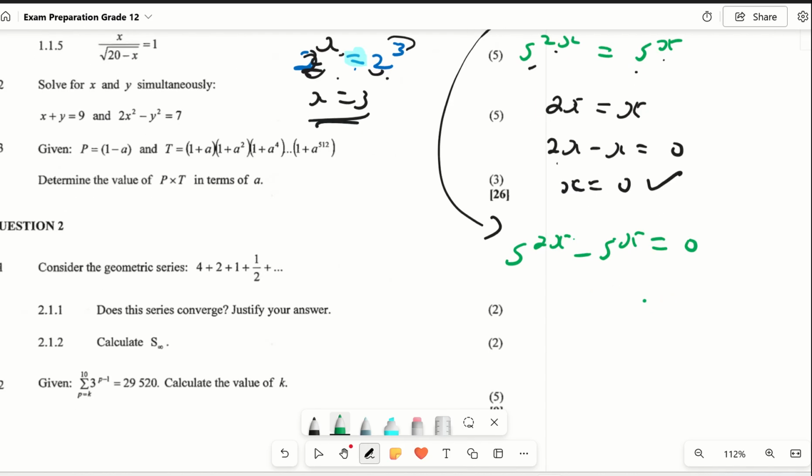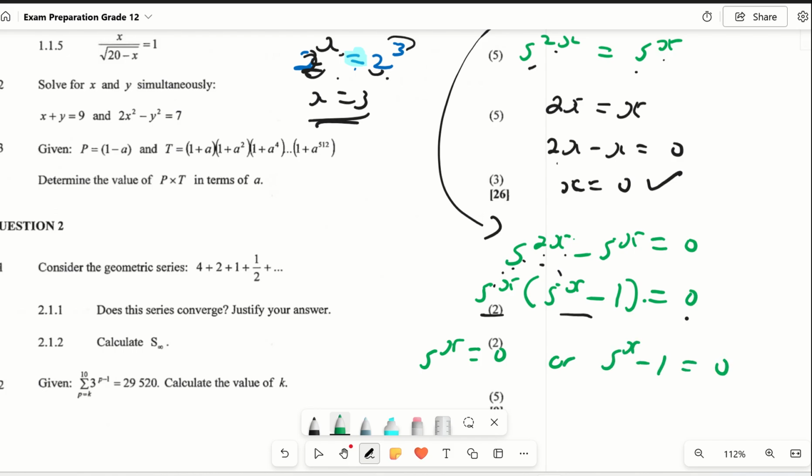you factor out 5 to the power x. Now, why am I factorizing like that? Because if I go this times this, I'm going to get 5 to the power 2x. This times this, I'm going to get 5 to the power x. So now you've got two numbers. You're multiplying two numbers, you're getting an answer of 0. That means either the first number equals 0 or the second number equals 0.